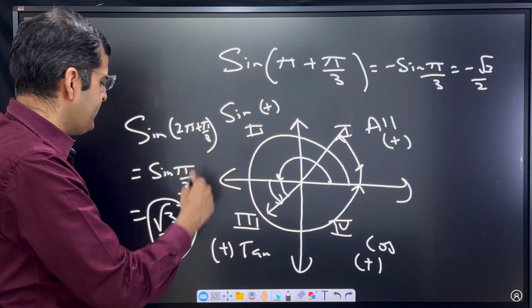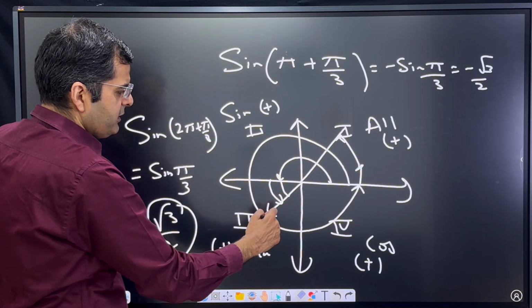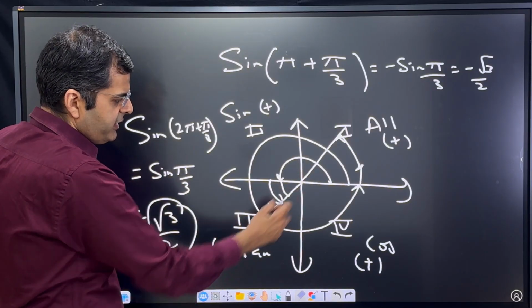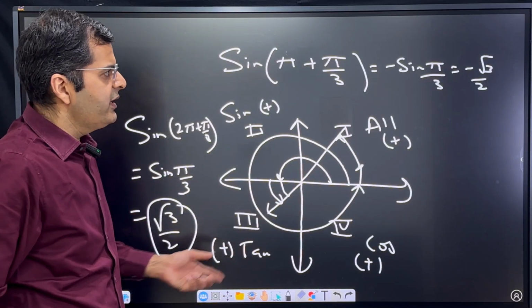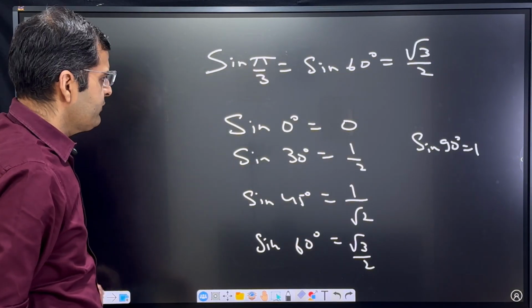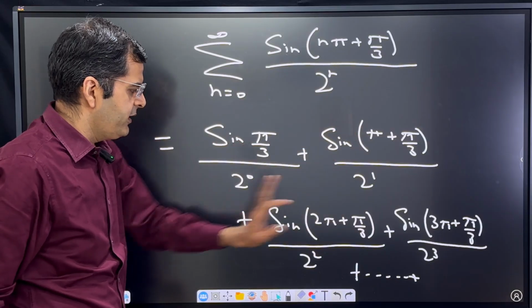So it will repeat as, then 2 pi here, 3 pi here, and then again 3 pi plus pi by 3 is in the third quadrant. So it will again be minus root 3 by 2. So I'll get alternate positive root 3 by 2 and minus root 3 by 2 over here.